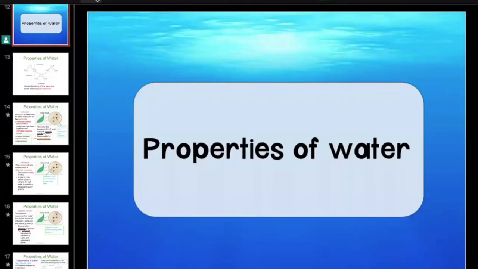Hi everyone. We're going to look at the properties of water now, and this is going to be a common theme. We're going to talk about water a lot. It's so vitally important to life on Earth, and a lot of why it's so important is because of the chemical properties that it has.